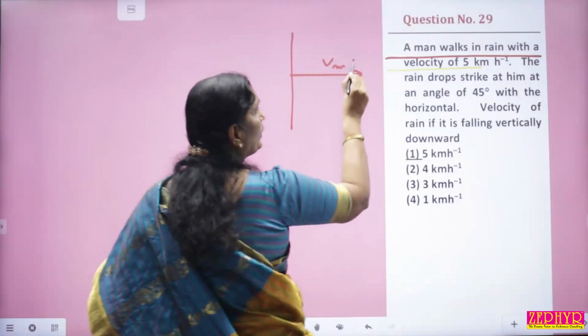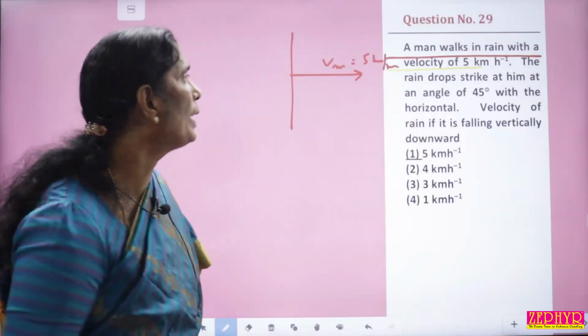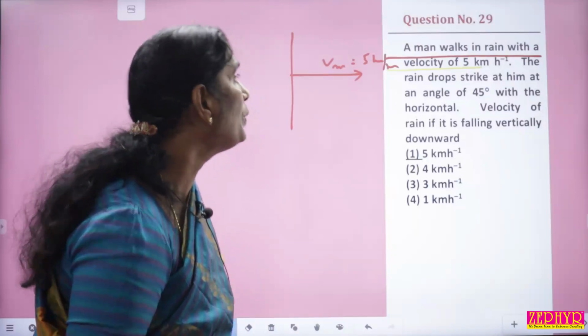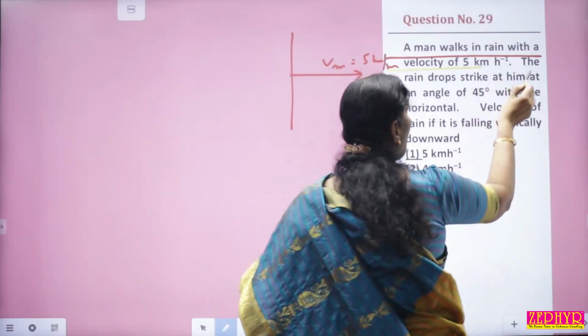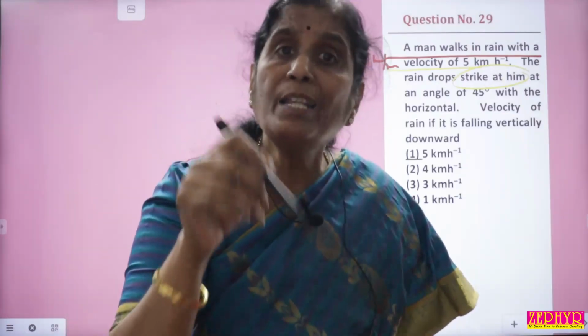So the velocity of the man is 5 km per hour. The raindrops, be careful. The raindrops strike at him. Rain is falling on the man, but the man is moving.